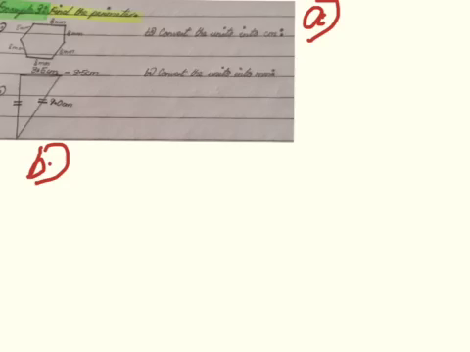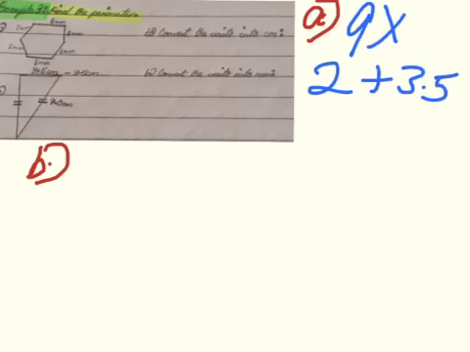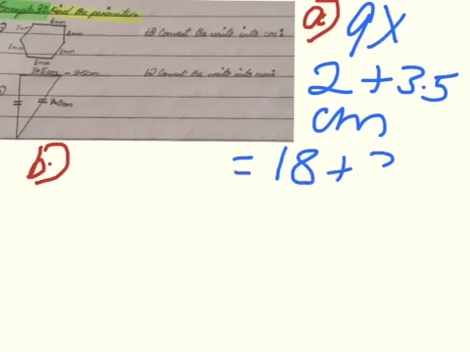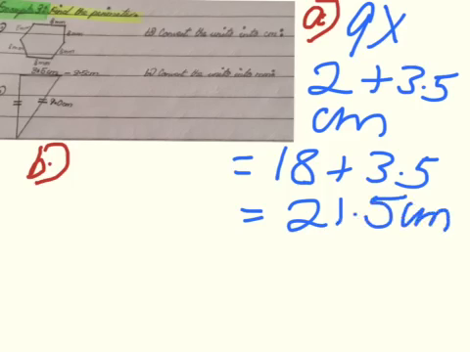Now, the next part. A triangle has been given, and it is an isosceles triangle. That means two sides are the same. So 9 centimeters are the same sides, which means 9 times 2 plus 3.5 centimeters. Now we can work that out, which is 18 plus 3.5 gives us the answer of 21.5 centimeters. That means that's the answer for this shape.